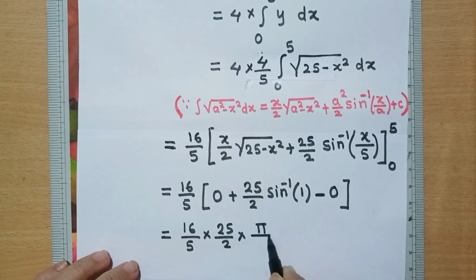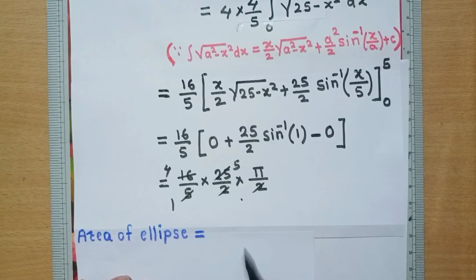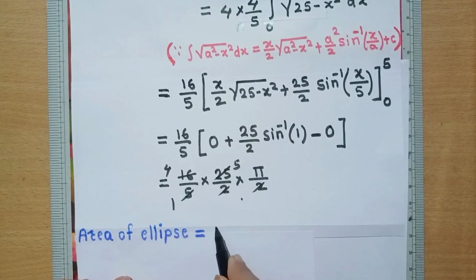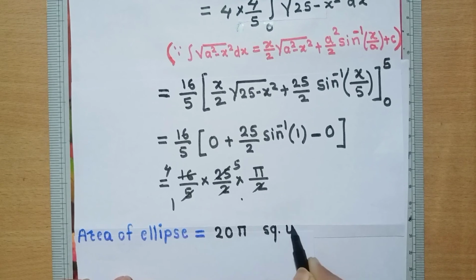Here we have 25 upon 2, and sine inverse 1 is pi by 2. Simplify this: 5 ones are 5, 5 fives are 25, and therefore 4 fives are 20 pi. Write down the unit also, square units. This is the area of the given ellipse.